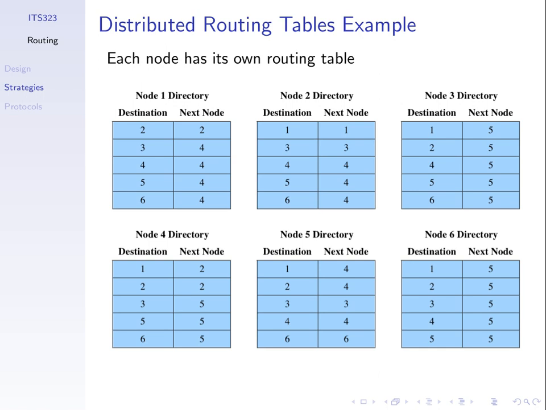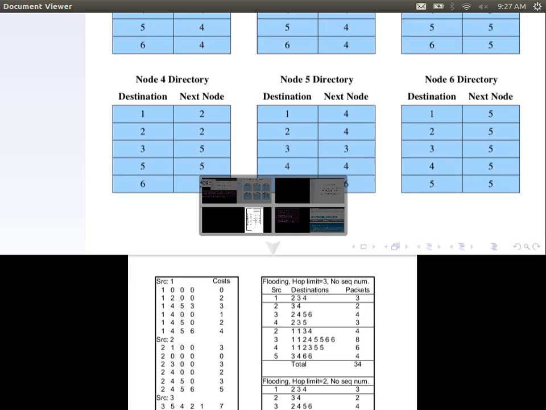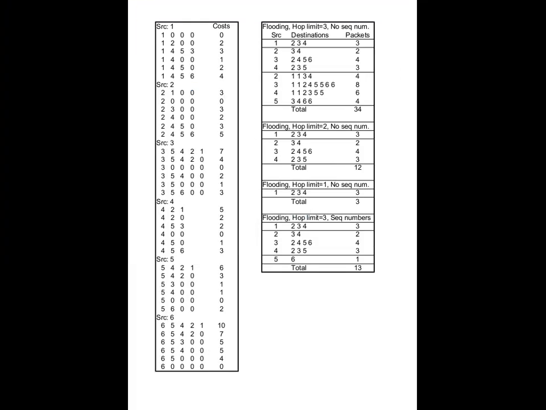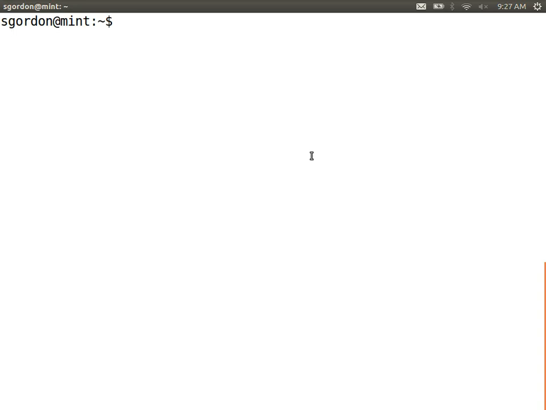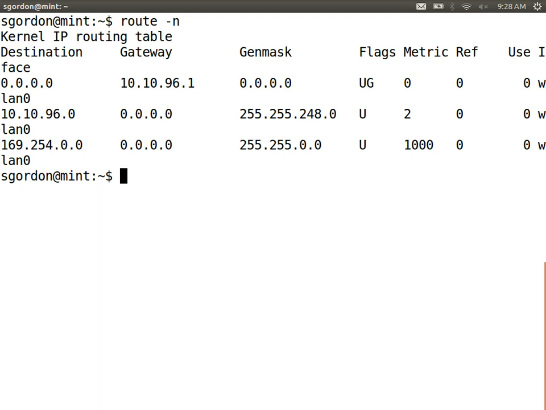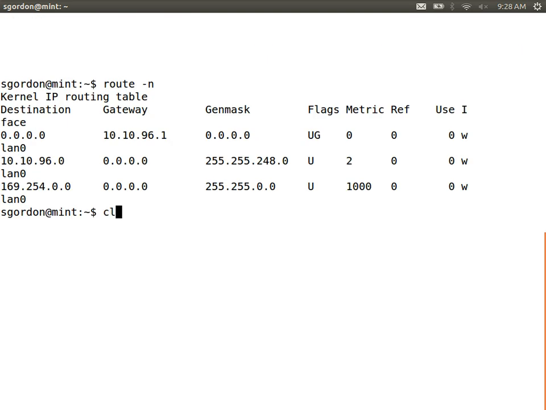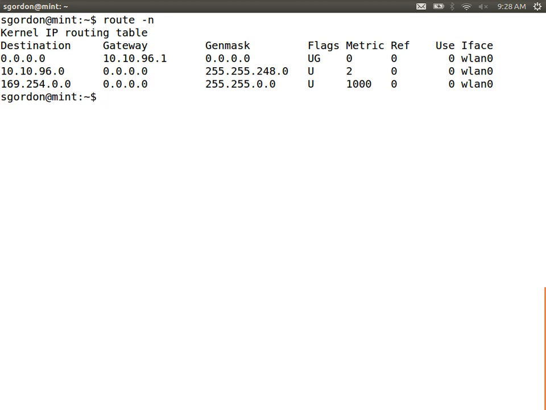Let's see if we can see it on mine. This is the routing table for my laptop. So in the internet, hosts, laptops, PCs normally have a routing table, as do the switches in the network. Except for hosts, it's usually much simpler.